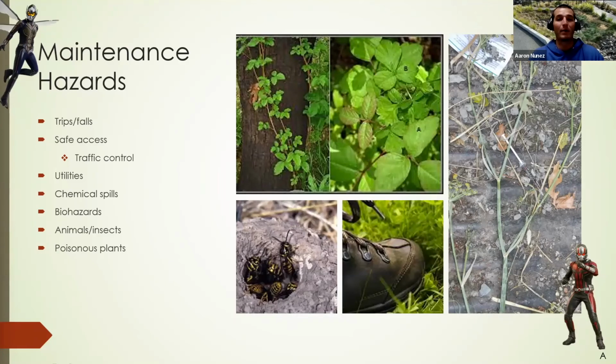Any utilities that might be nearby, any biohazards that could have come from stormwater and ultimately entered your feature. We've seen cases of ground wasp nesting in features. Poison oak can grow in there as well. So it's just things to be mindful of when maintaining these features.